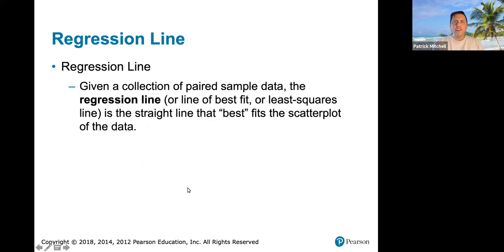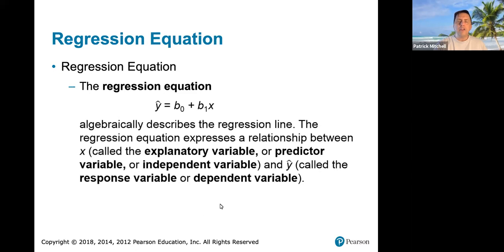So what is a regression line? Given a collection of paired sample data, the regression line or line of best fit or least squares line is the straight line that best fits the scatter plot of the data. The regression equation is written y hat equals b sub 0 plus b sub 1 x. So this is kind of like the statistics version of y equals mx plus b. That algebraically describes the regression line.